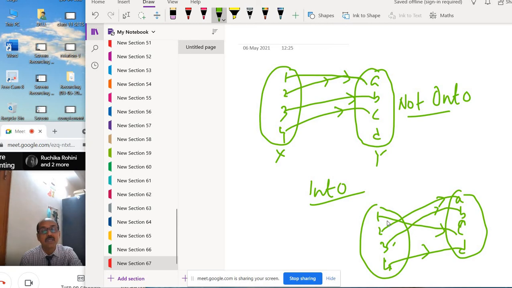Distinct element, distinct image. One element's image is C, 2's image is A, 3's image is B, and 4's image is D. So distinct element, distinct image. Okay, so that is one-one, and no element is left which has no pre-image. So this type is one-one onto.